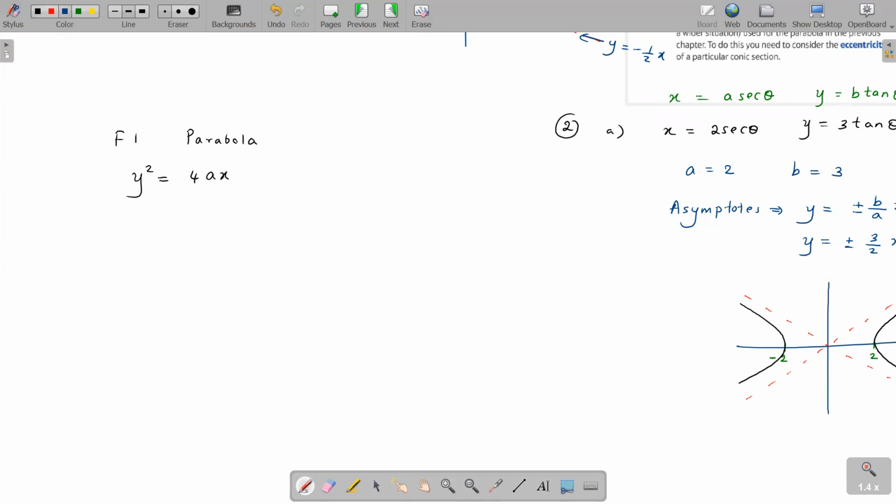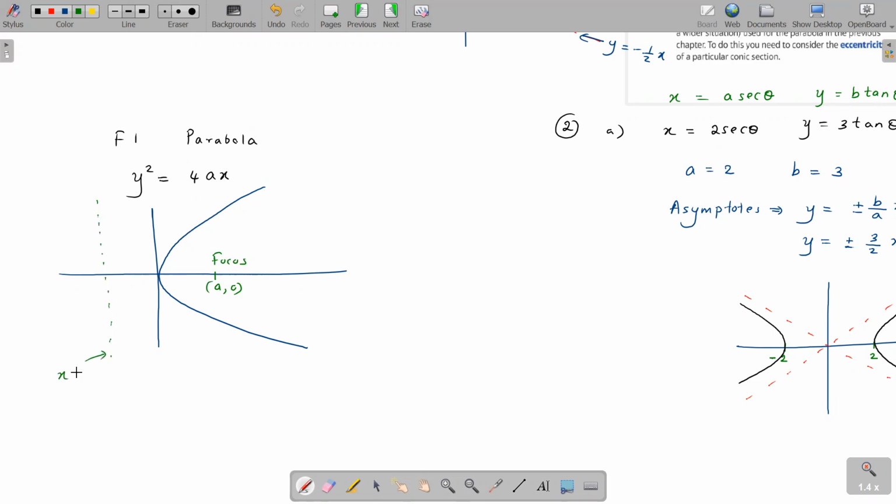So when you draw the parabola, how did it look? The parabola came like this, right? It turned at the 0 point, and then there were two special things here. One is the focus, which was at (a, 0). And then there was another important thing called the directrix.